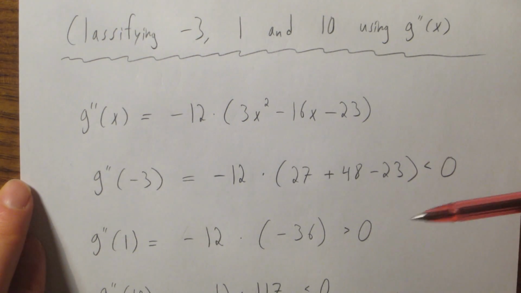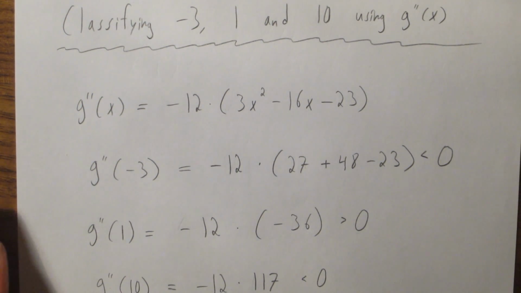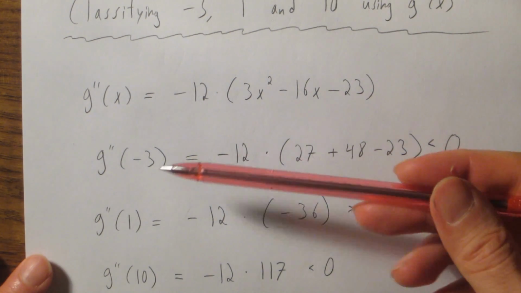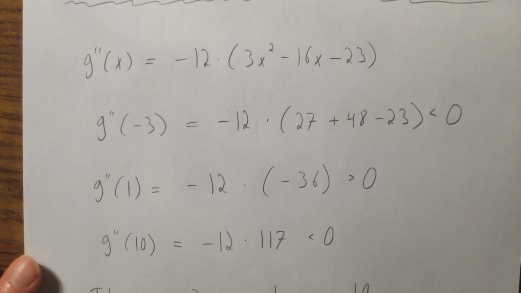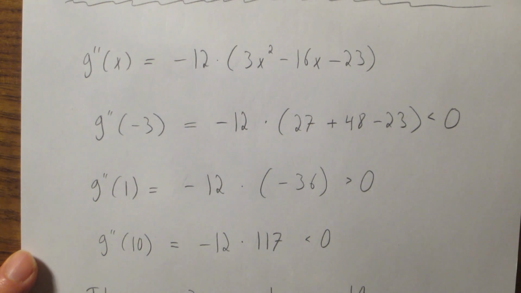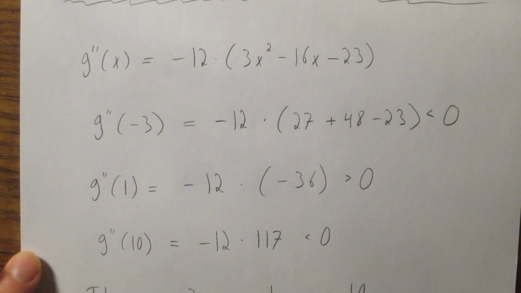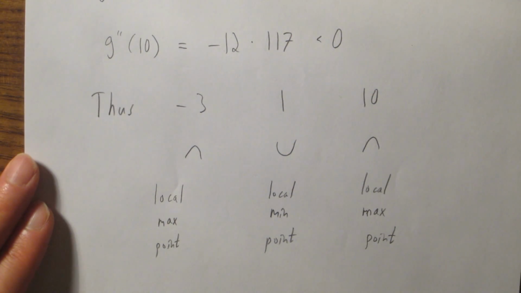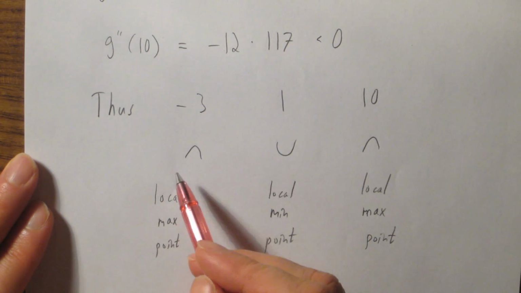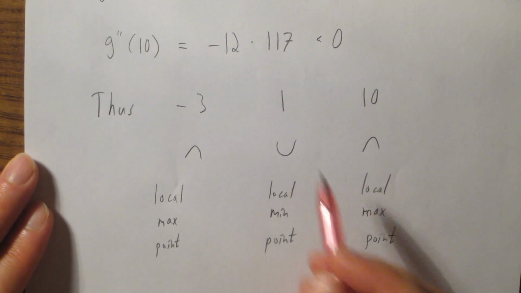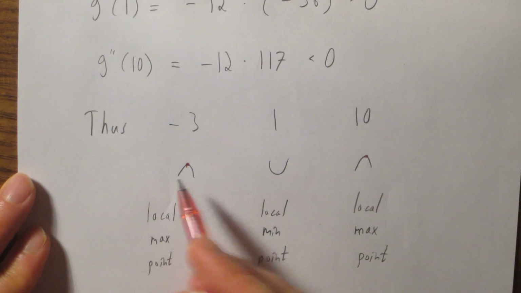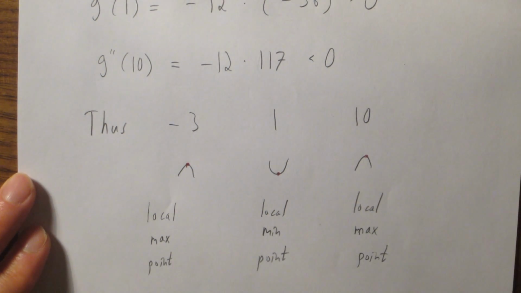Then you take a new line, remember this is a two-step process, and evaluate the function g double prime x at your 3 points of interest. It turns out that g double prime of minus 3 is negative, g double prime of 1 is positive, g double prime of 10 is negative. So in childish terms, minus 3 and 10 have negative mouths, sad mouths, whereas g double prime of 1 is positive, so here we get a happy mouth. And so minus 3 and 10 are local maximum points, whereas 1 is a strict local minimum point.